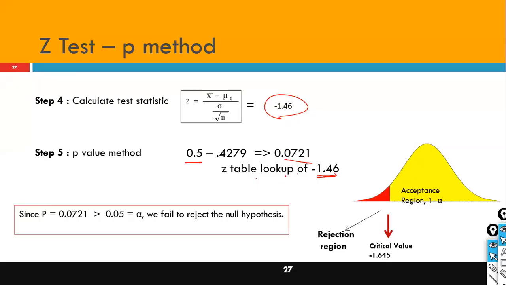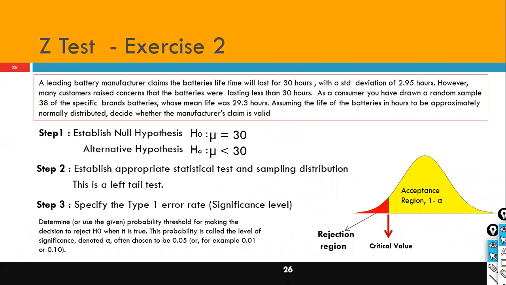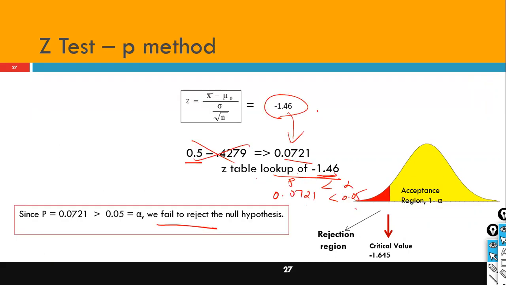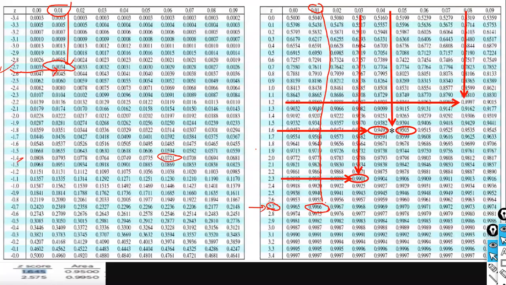Is this p-value less than alpha? Forget about the previous step. If you do a lookup of this value in your z table, you get 0.0721. This is your p-value. What is alpha? 0.05. So can I say the p-value is less than alpha? No. In this case, the p-value is greater than alpha. Hence, we fail to reject the null hypothesis, and we are going to conclude that whatever statement was made by the manufacturer was correct. So in the case of the p-value, we need to look up the z value in our z distribution table to get the p-value.